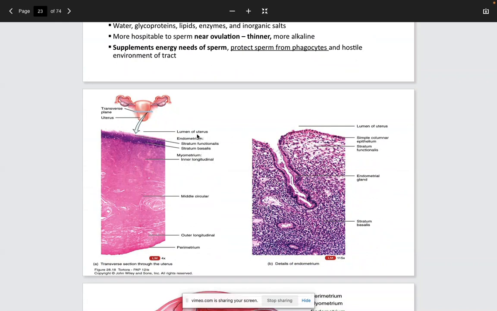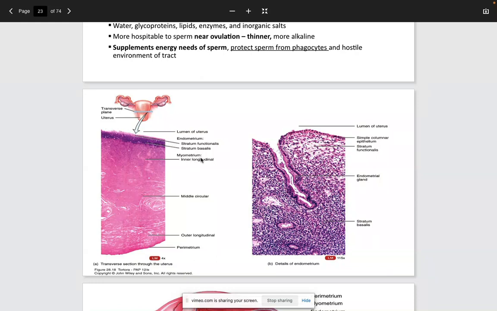Here's a picture showing you the lumen of the uterus on a transverse section. You'll see here this is the stratum basalis. This is the basal layer, which is closer to the basement membrane. You'll have the stratum functionalis. Again, this is going to be the layer that sloughs off during menstruation.